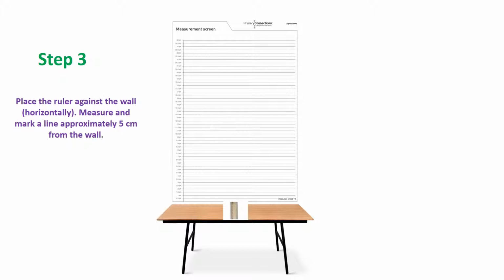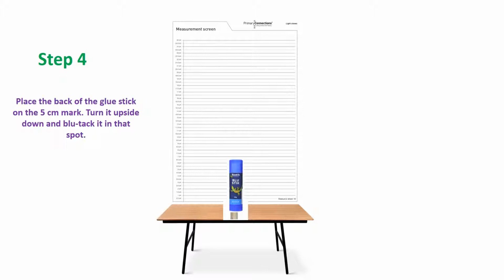Okay. Next you need to get a ruler and place that ruler horizontally, so either flat on the floor or flat on your table with the 0 of the ruler right against the wall. And you need to look at that and count out 5 centimeters and just put your finger at the mark where 5 centimeters is. Okay. Then you need to get your glue stick and put the back of the glue stick at 5 centimeters. So not the front, but the back of it, closest to the wall. And then turn it upside down and blue tack it in that spot so that it's not going to move.